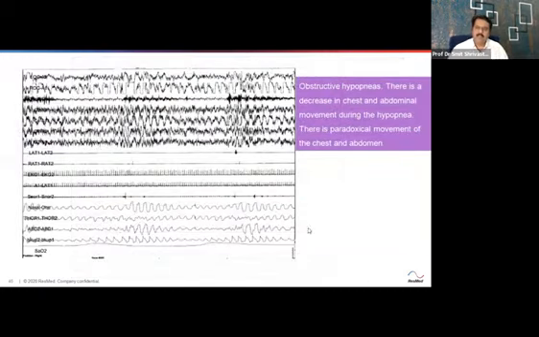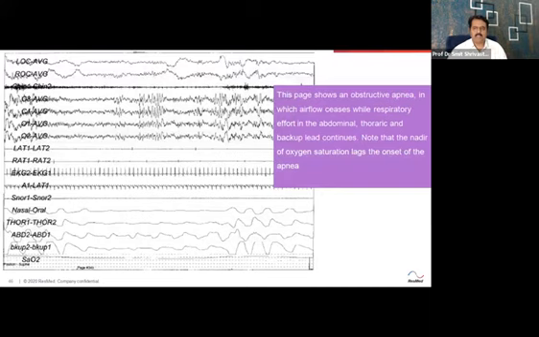In obstructive hypopnea, there is a decrease in chest and abdominal movements, and this distinguishes it from the apneic period, where there is no movement. The thoracoabdominal respiration becomes paradoxical, with the chest moving first and then the abdomen. That is what happens in the obstructive apneic stage.